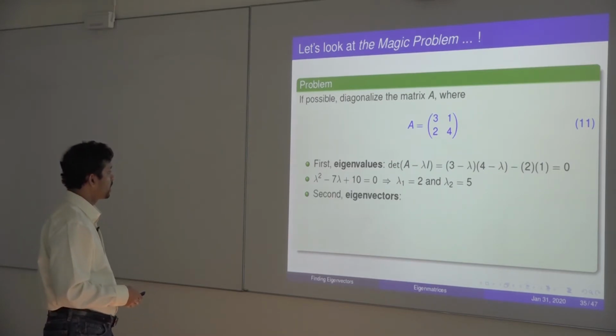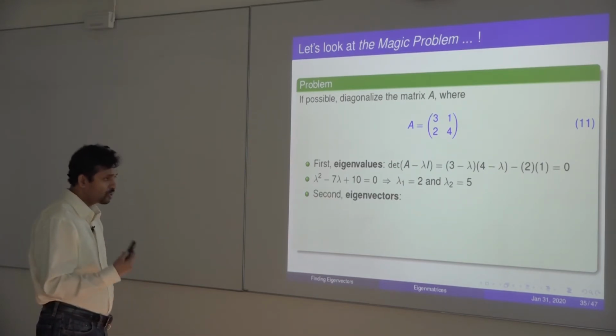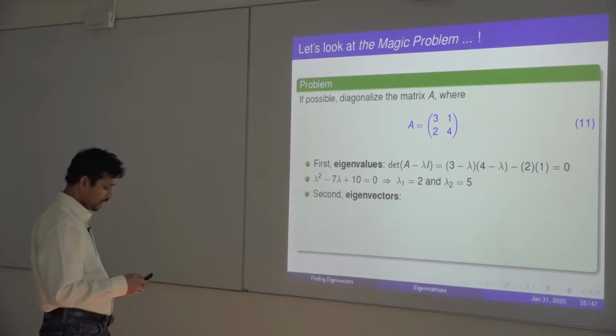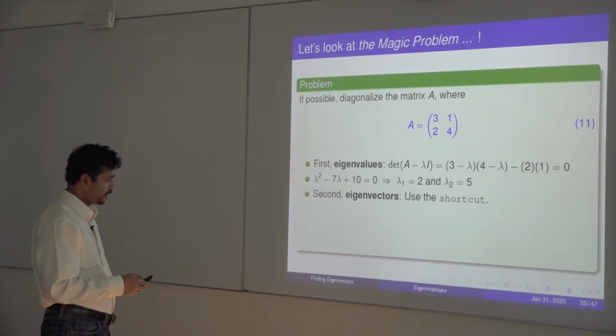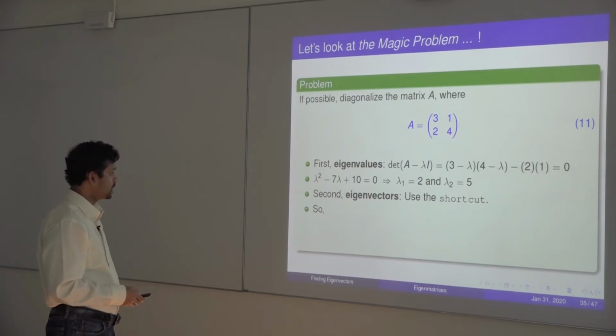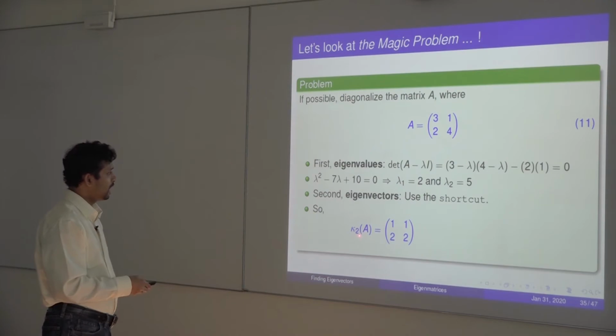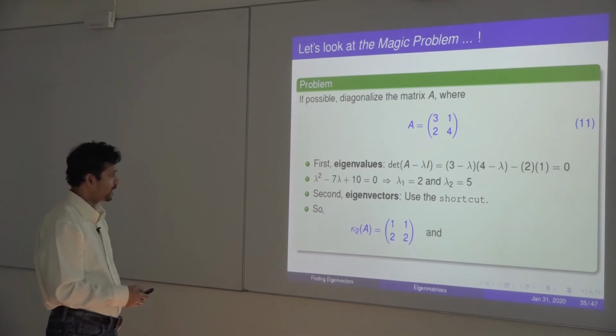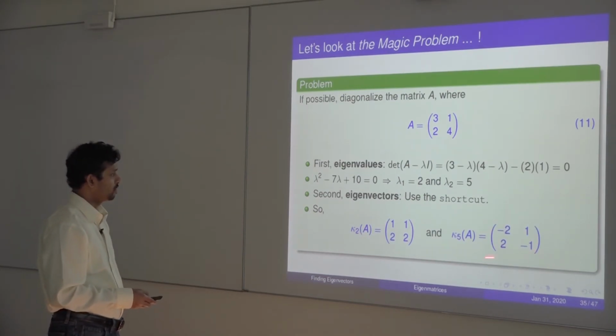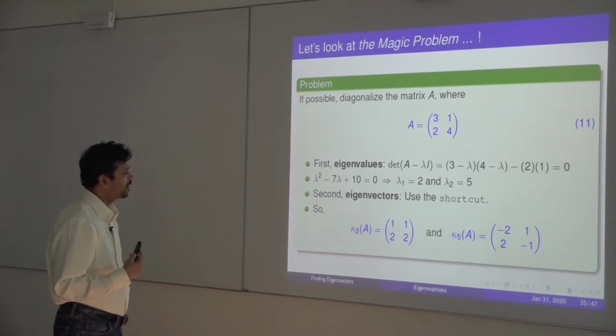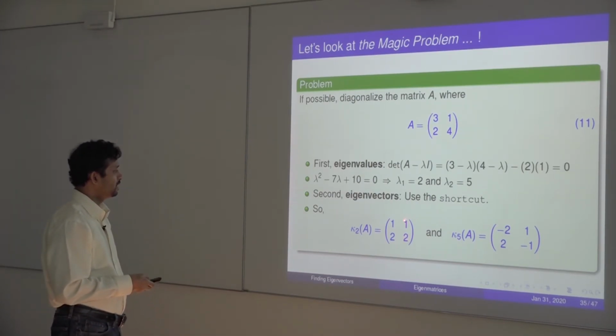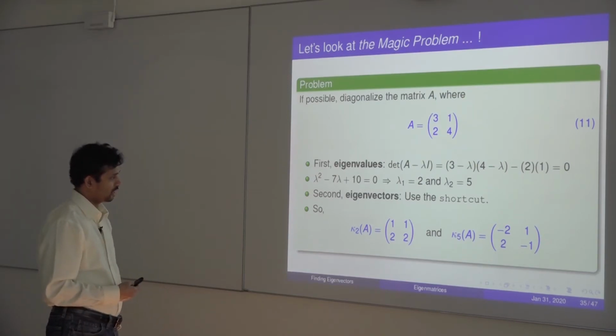Now, normally we would write out the system to find the eigenvectors, but we can use the shortcut now. What the shortcut says is that we calculate the kappa matrix for lambda equal 2, and also the kappa matrix for lambda equal 5. Those are the kappa matrices, and now we know these are the eigenvectors for lambda equal 5, and these are the eigenvectors for lambda equal 2, from the shortcut.